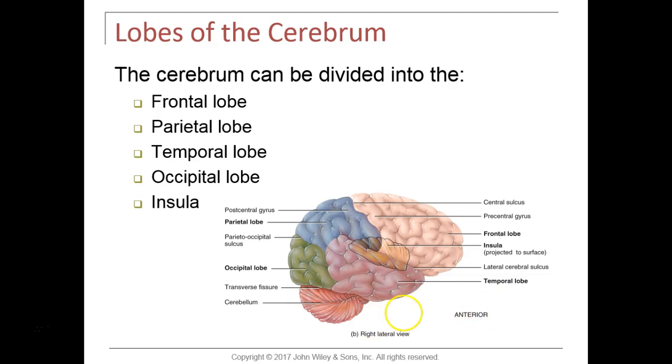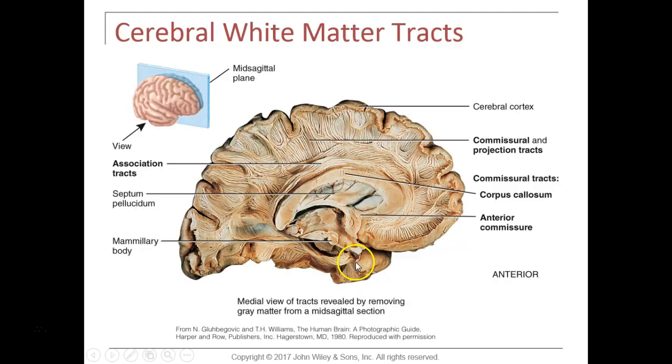The insula is deep to the cerebral cortex in each cerebral hemisphere. The artist of this picture kind of projected it outward so we can see it, but it really is covered up by the frontal, parietal, and the temporal lobe.